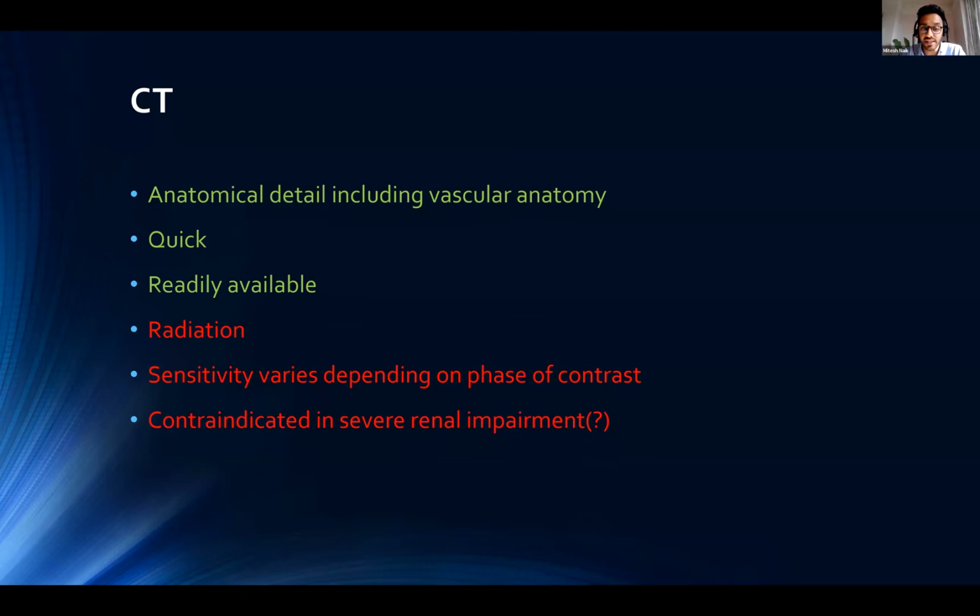It does expose patients to radiation. Its sensitivity does vary depending on the phase of the contrast, and I'll come to that in a second. And there can be contraindications, for example, in severe renal impairment. However, even that is slightly debatable now, given the contrast-induced nephropathy, and the impact of that is increasingly discussed in recent years.